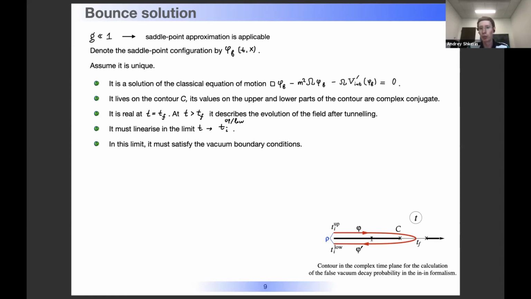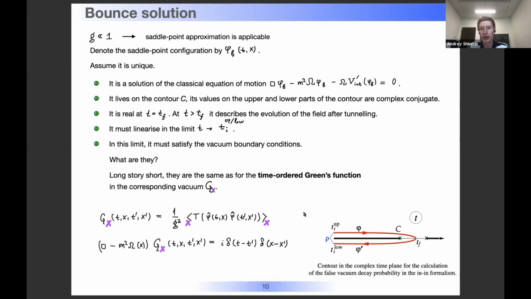Now, the most important property of the bounce is that it must linearize in these limits, t going to t initial, upper and lower, because it must approach the false vacuum state. But it must approach not just any false vacuum state, but the correct one, the one that we choose: Boulware, Hartle-Hawking, or Unruh. So what boundary conditions correspond to a given vacuum state? This is the most important question. And it turns out that these boundary conditions are the same as for the time-ordered Green's function computed in the corresponding vacuum. So this is just the definition of this function, and it satisfies this equation.